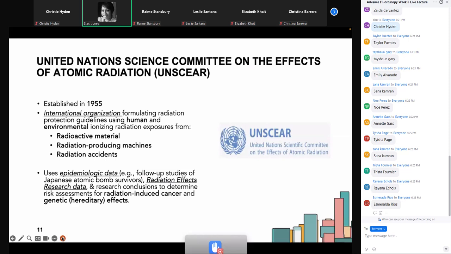Then next we have UNSCEAR, which is the United Nations Scientific Committee on the Effects of Atomic Radiation. They were established in 1955. And what they do is basically formulate radiation protection guidelines for sources such as radioactive material, radiation producing machines, and radiation accidents.